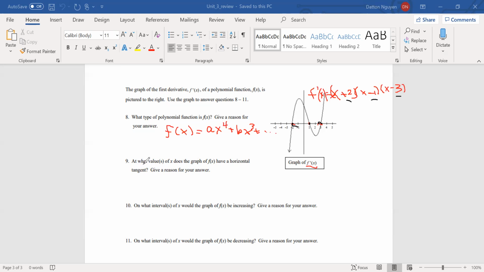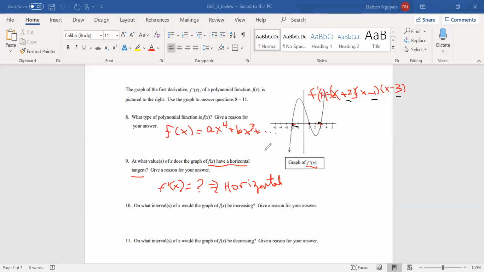So the next part is, at what values of x does the graph of f of x have a horizontal tangent? Now this one should not be too brand new to you in terms of how to solve this. Because remember, we talked about when f prime has to equal what value to have a horizontal tangent? Zero. Thank you very much, Brandon.